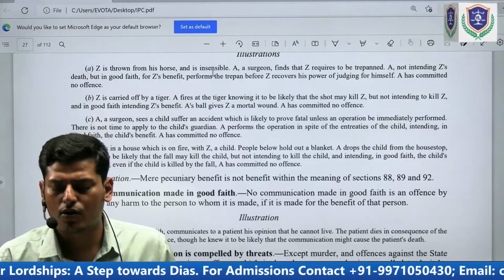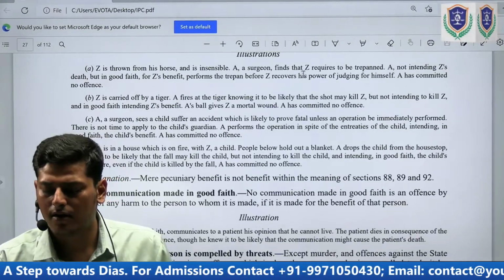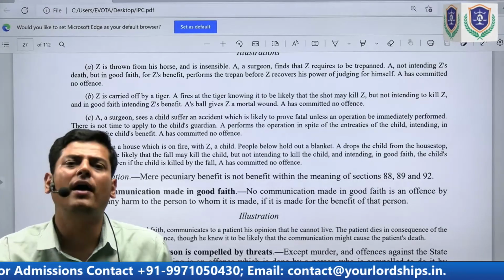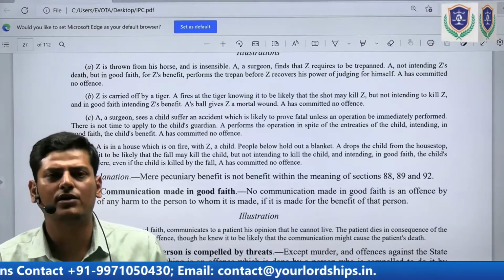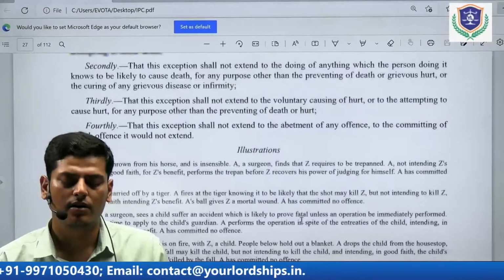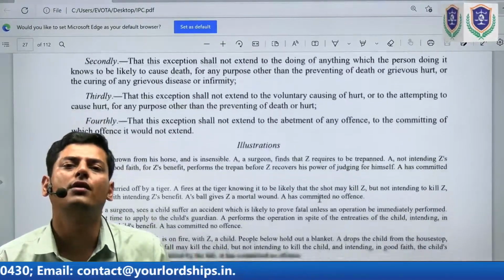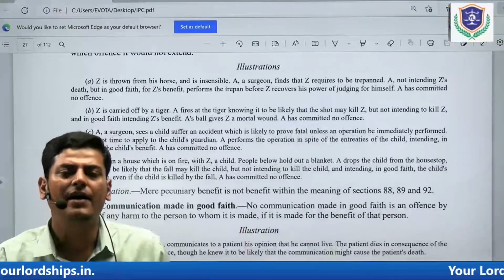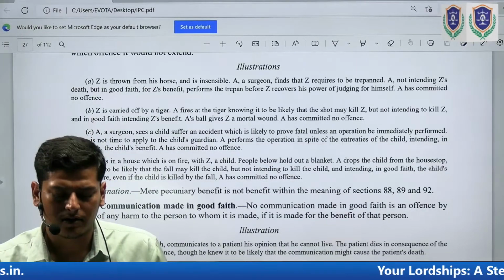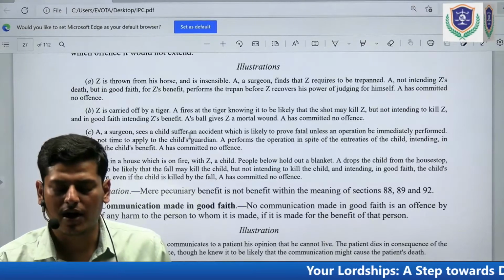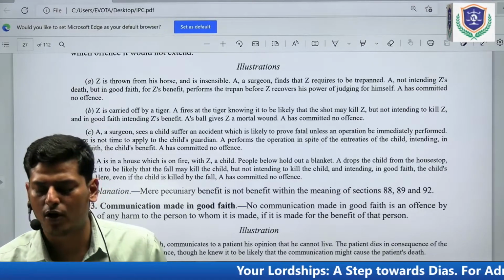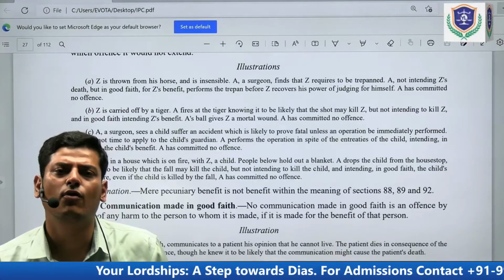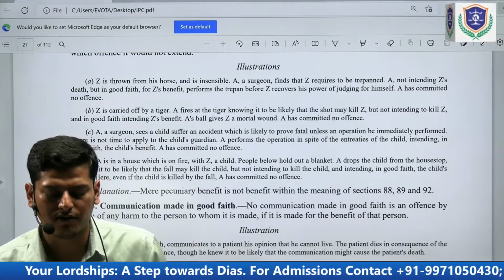Z is thrown from his horse and is insensible. A surgeon finds that he requires to be trepanned. So the trepanned example is also in this section. Which section? 92, without consent. In 88 and 89 there is consent; in 92 there is no consent. Carried off by a tiger, I gave this example. A surgeon sees a child suffer an accident. He performs the operation despite the consent and despite the entreaties, for his benefit. Then also he is saved.